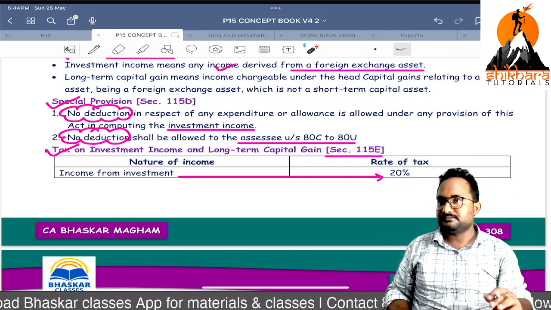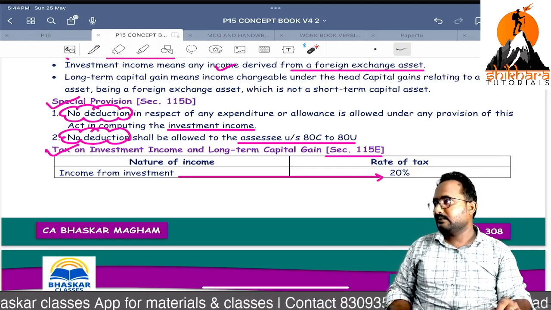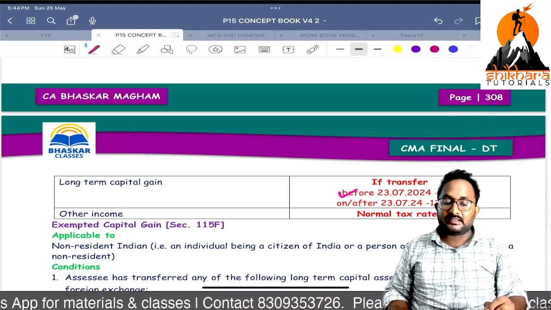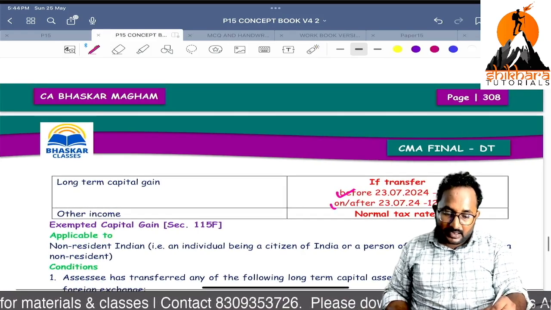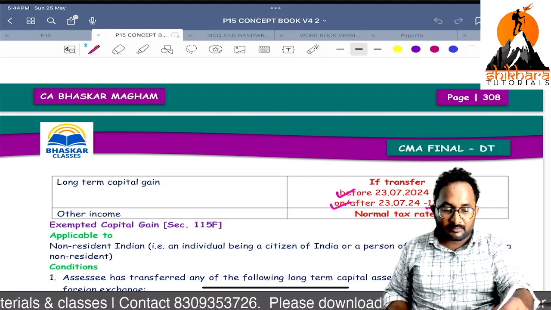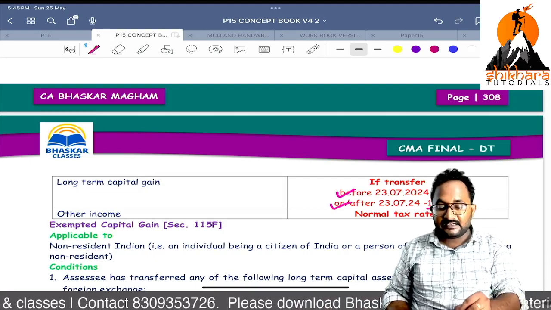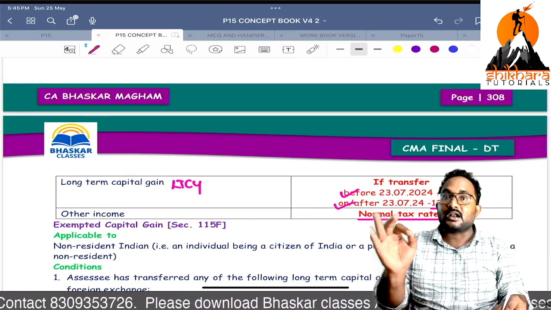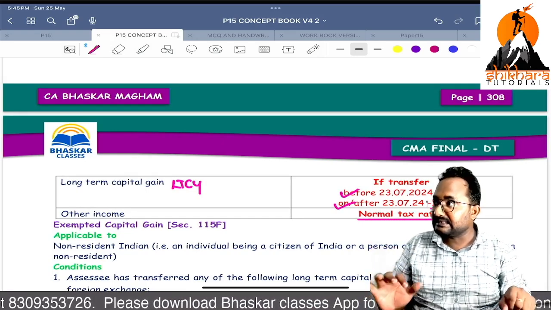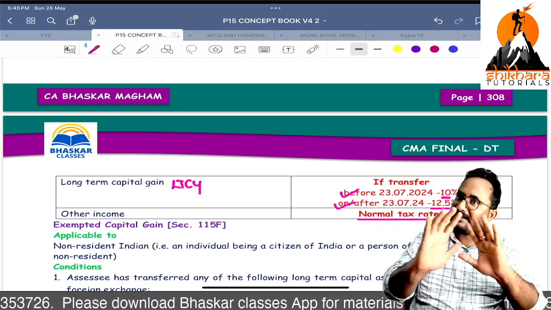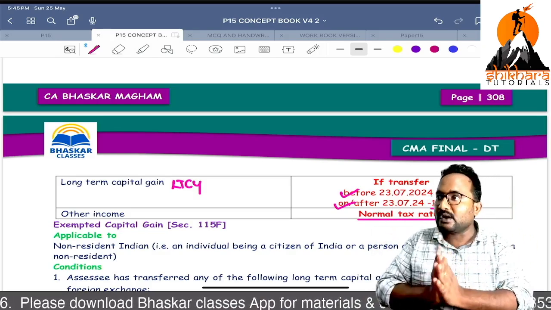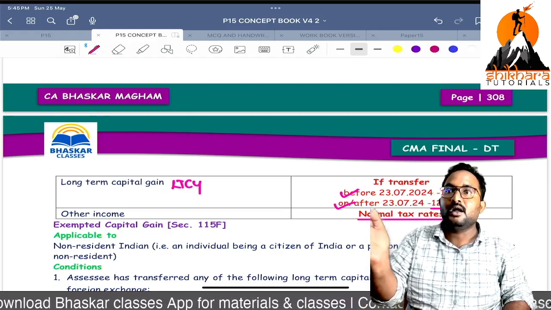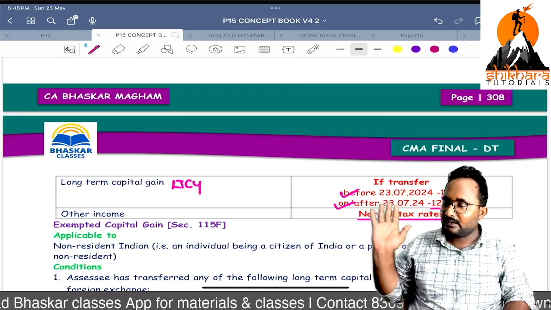Just 20% only. Clear? If it is a capital gain, if transferred before this date, 10%; if transferred on or after this date, 12.5%, because it is an LTCG. Other incomes are always at normal tax rates. Many students think that special tax rates are available for the total income, but only for these two incomes is the special tax rate available, and remaining incomes are taxable at normal tax rates only. Are you clear?